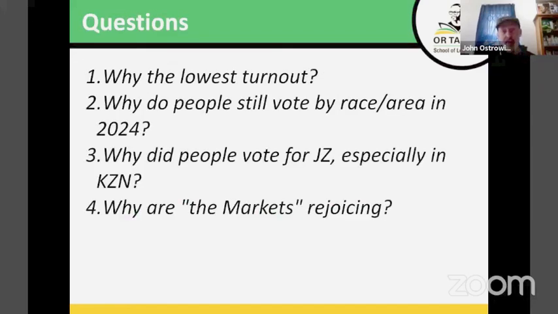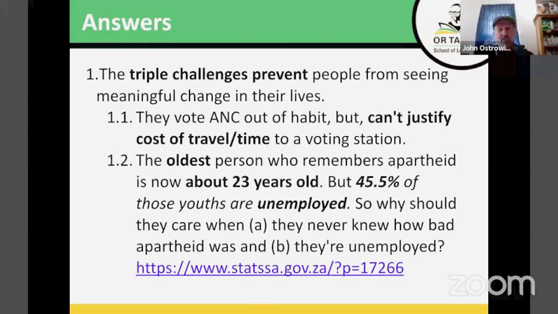So why is this the lowest turnout? Why do people still vote by race and area in 2024? Why do people vote for Jay-Z? And why are the markets rejoicing? Those are the four questions I want to address briefly. And here are the answers.